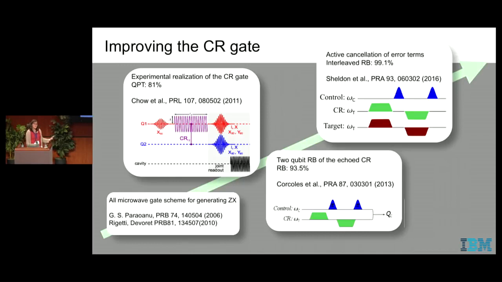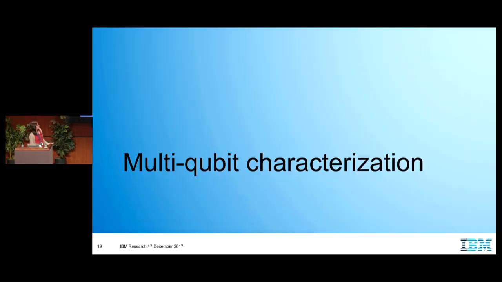So up to here, single qubit and 2 qubit. And what are the other multi-qubit characterizations that you could do?